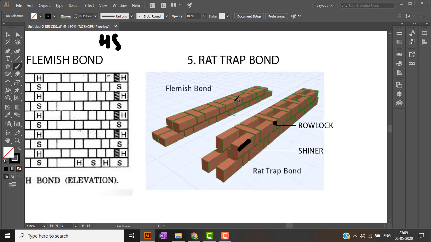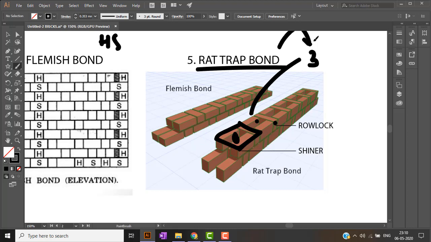Okay. The benefit of rat trap bond is it can prevent heat from entering into the building. It can control heat. So this is the air void which controls the heat. See, in this one module we have 3 bricks. So in rat trap bond, one module has 3 bricks.